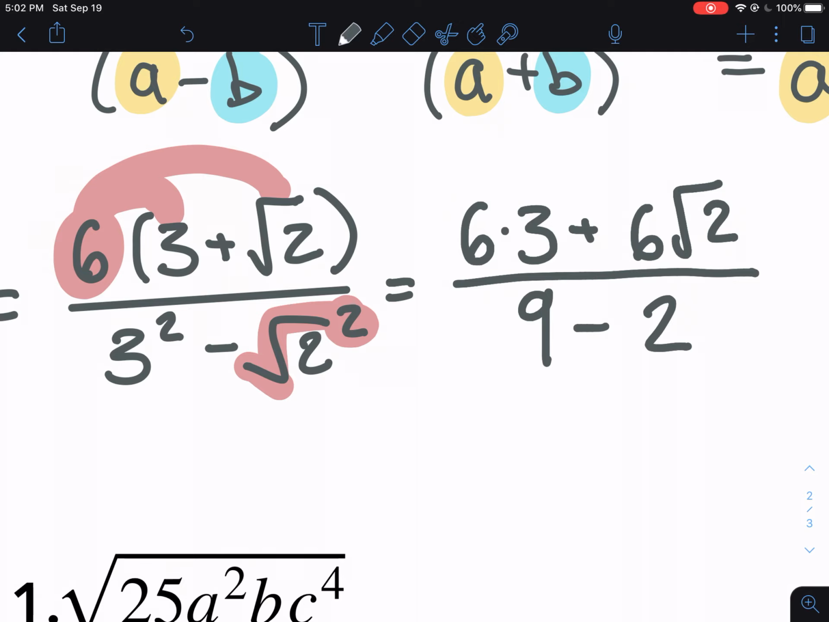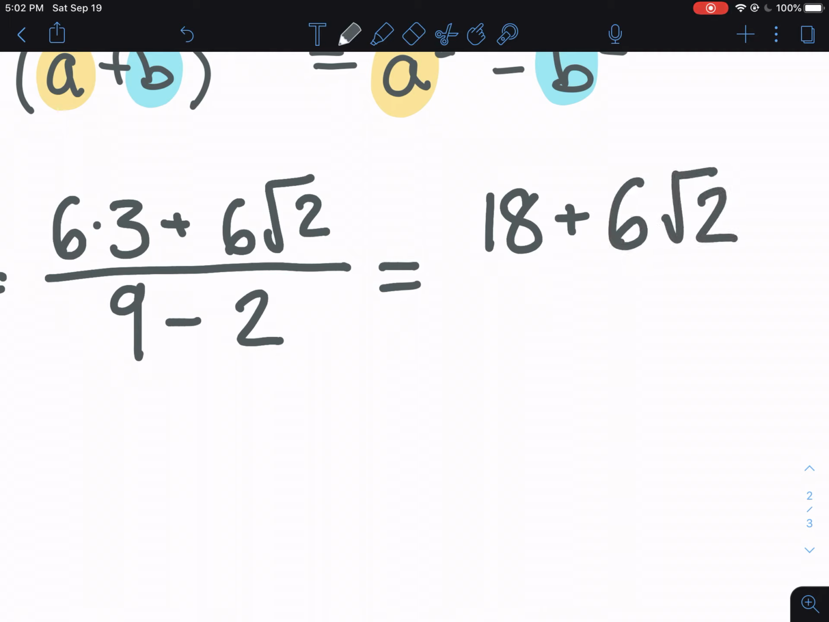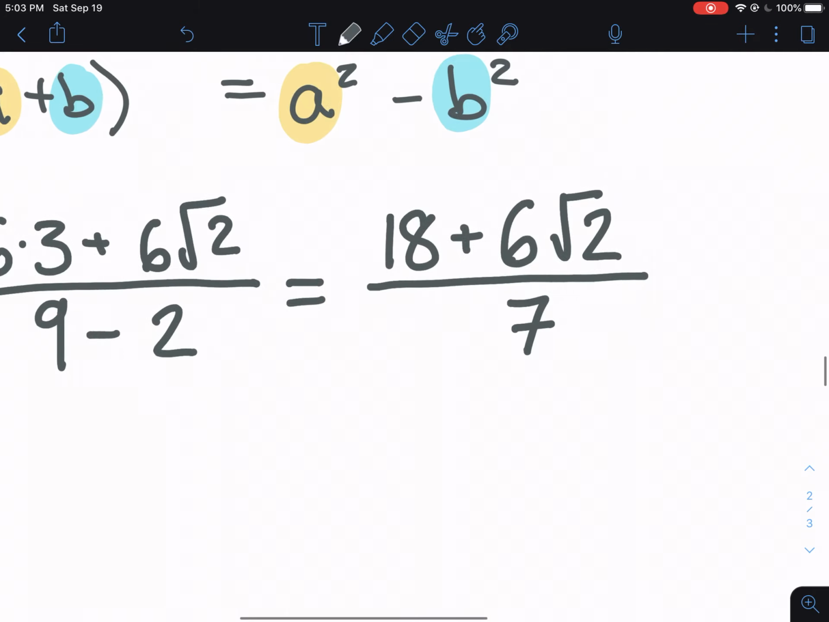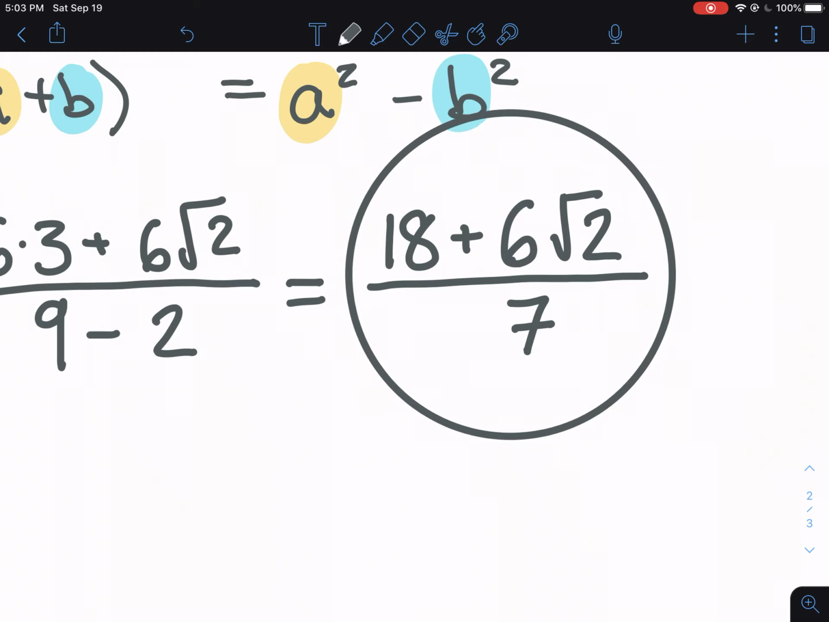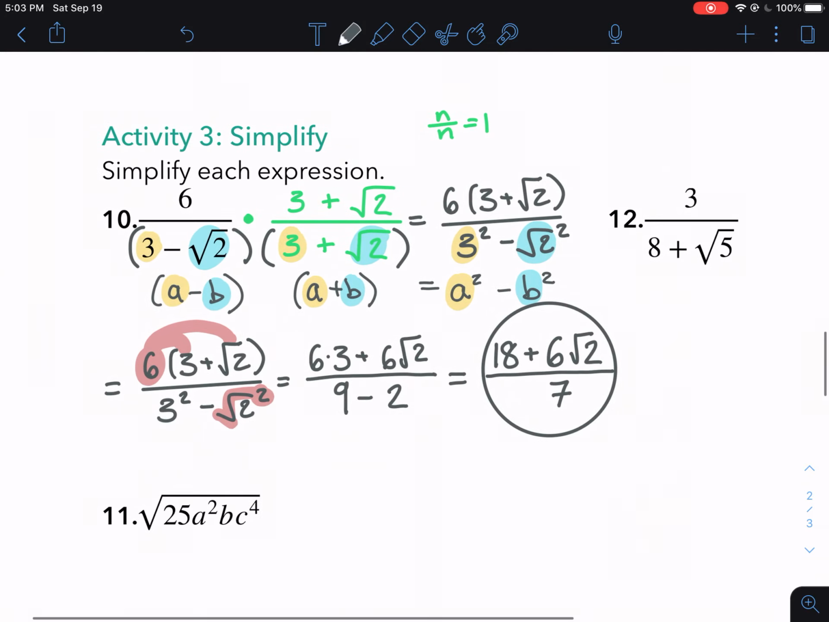And we're almost done. 6 times 3 is 18, plus 6 times the square root of 2, we can't simplify it, all over 9 minus 2 is 7. And since 18, 6 and 7 don't have anything in common, that's our final answer. We are all set. Ooh, this barely fits in the circle, huh? Just barely. Now, to you, that might not look any simpler than our original expression, but we do not have a radical in our denominator.